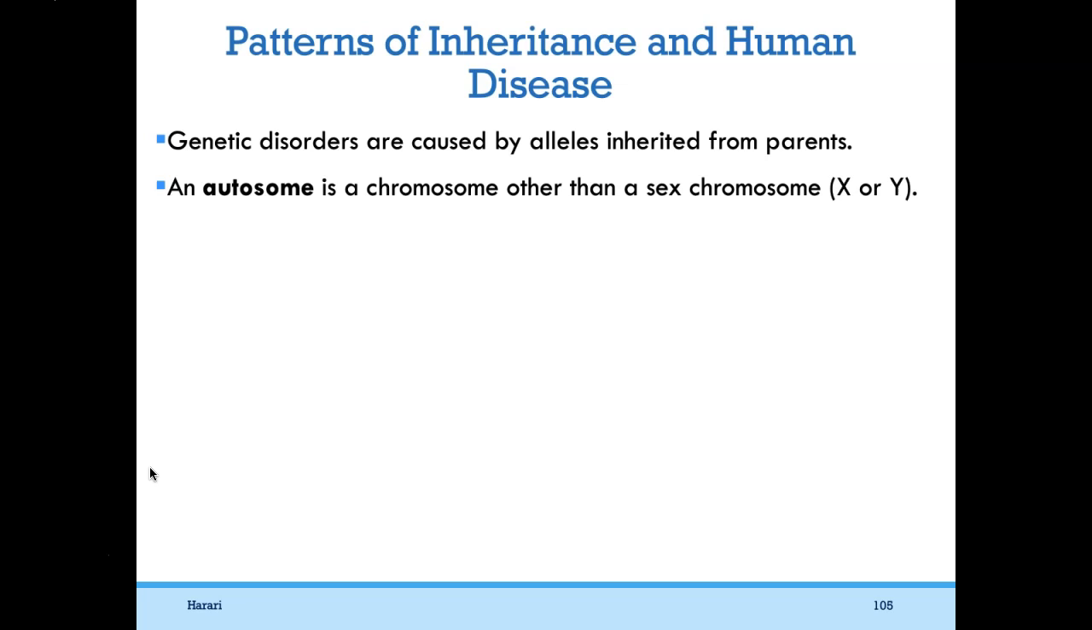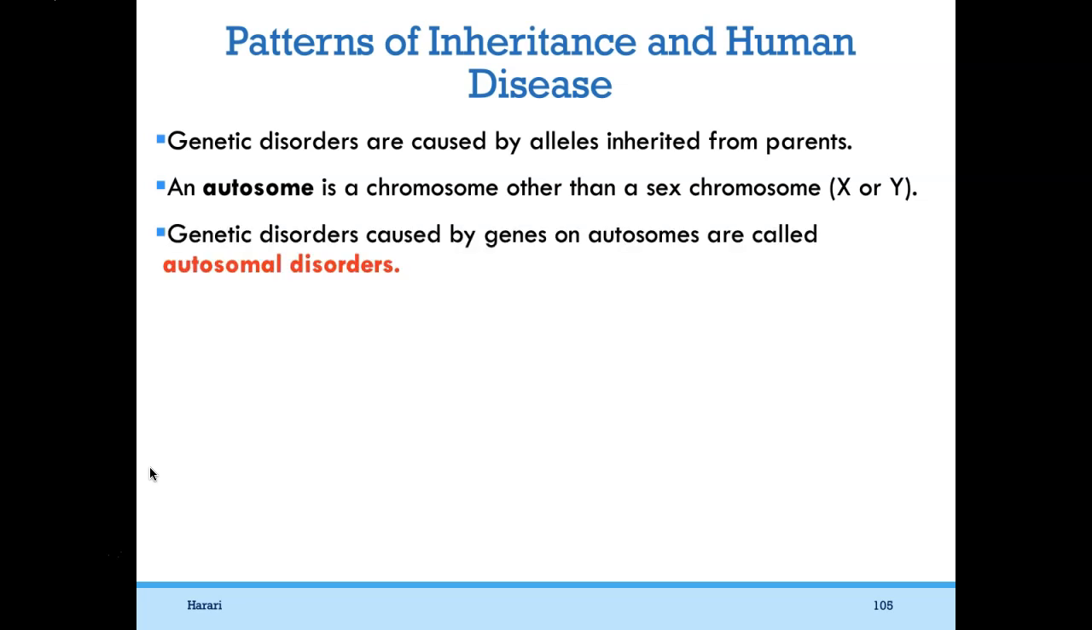So you can have a disorder that's autosomal, or you can have a disorder that is linked to the sex chromosomes. So let's talk about autosomes, right? Remember, an autosome is a chromosome other than a sex chromosome. So chromosomes 1 through 22 are all autosomes. Genetic disorders caused by genes on autosomes are called autosomal disorders. So most genetic disorders are autosomal because they're on chromosomes 1 through 22, right? Chromosome pairs 1 through 22.